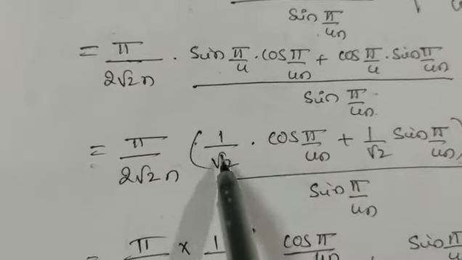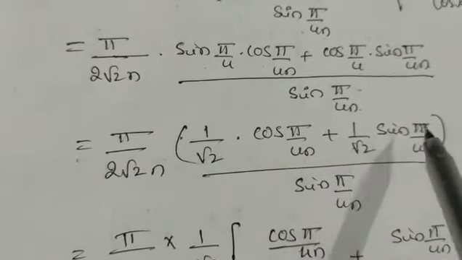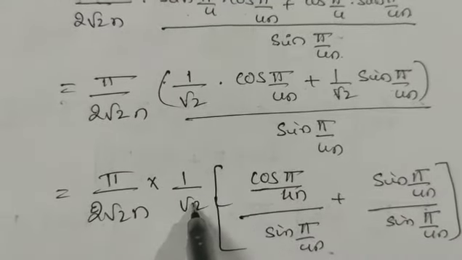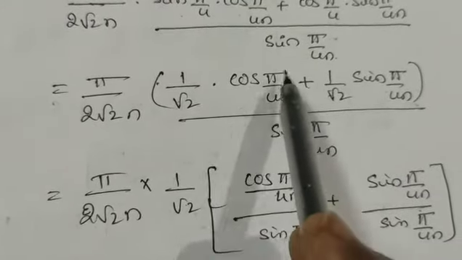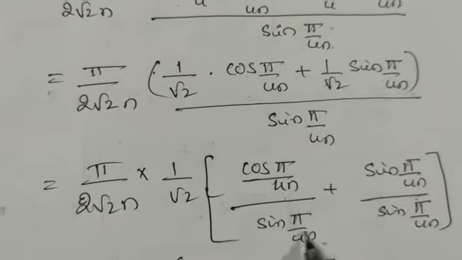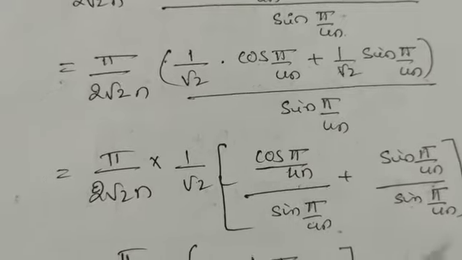Pi by 4: sin pi by 4 and cos pi by 4 are 1 by root 2, and the remaining terms stay as they are. Both terms are common. Let us take it outside and write the remaining term: cos pi by 4n plus sin pi by 4n divided by sin pi by 4n. Now let us separate the terms after the denominator also.